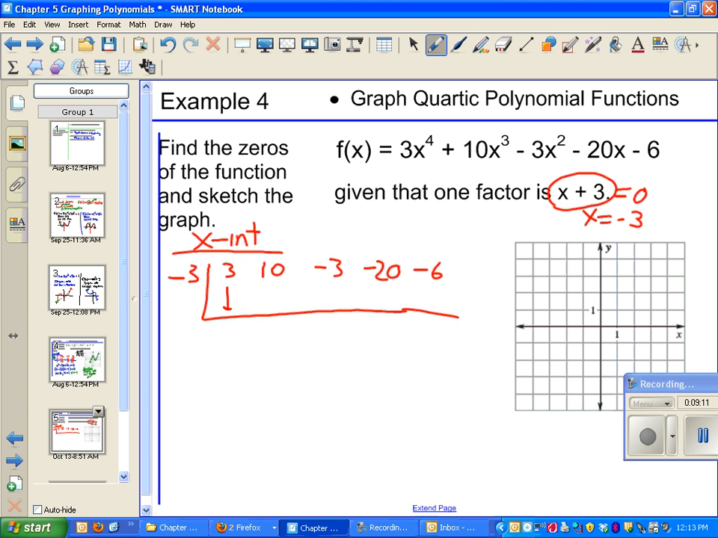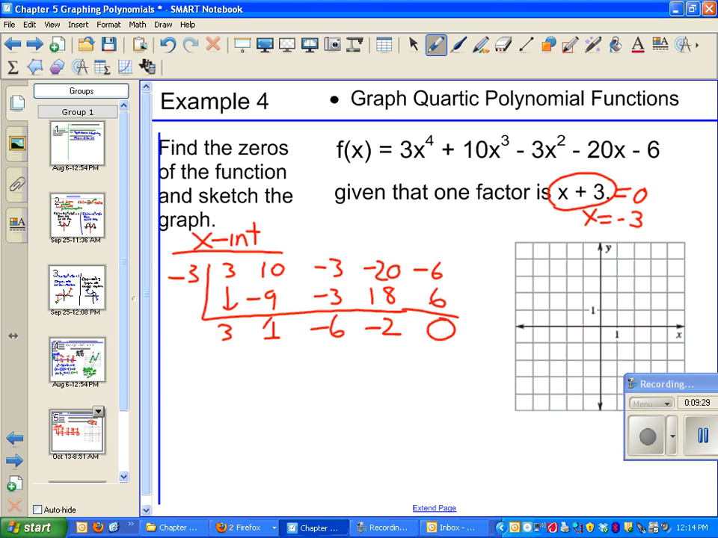All right, so I drop down the 3. I multiply to get -9. I add to get 1. I multiply to get -3. I add to get -6. I multiply to get +18. I add to get -2. I multiply to get +6, and then this is 0.